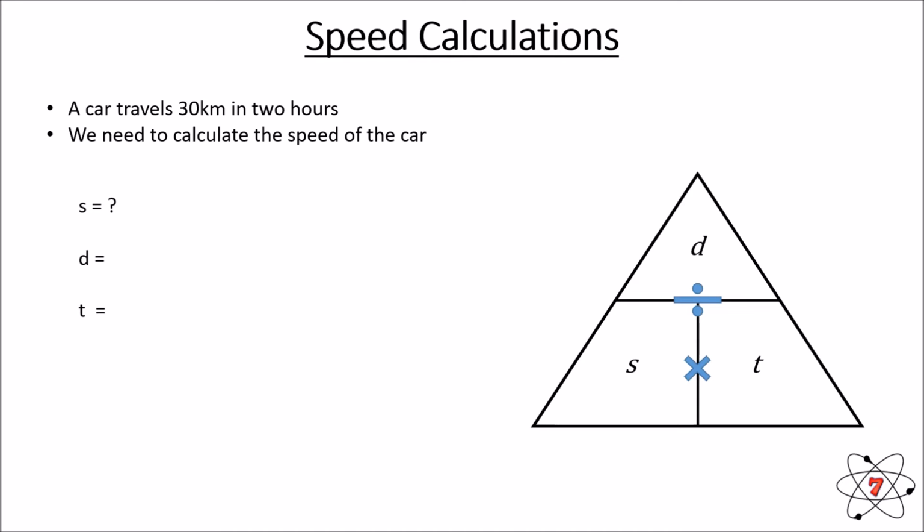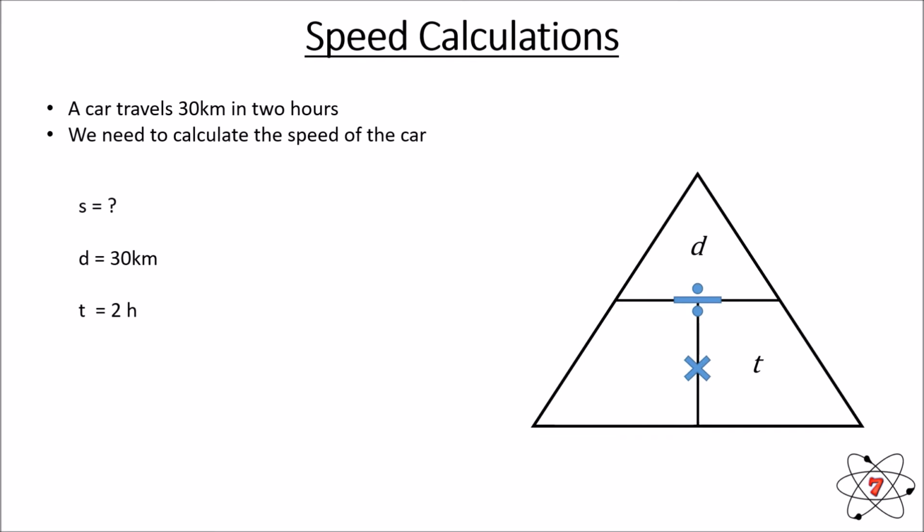We do not know what the speed is. This is what we're trying to calculate, so we're going to write a question mark next to it. We do know the distance because it's in the information we're given. It's 30 kilometers. And we do know the time, again, because it's in the information we're given. It's 2 hours. So we can fill out the information that we have and that we do not have.